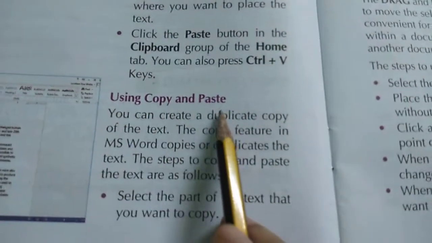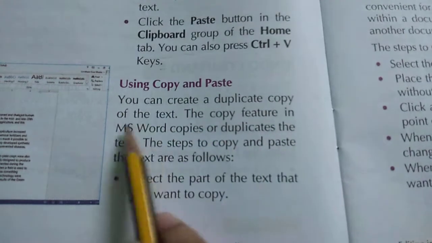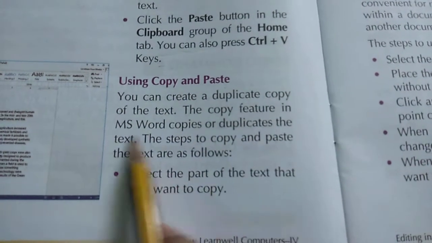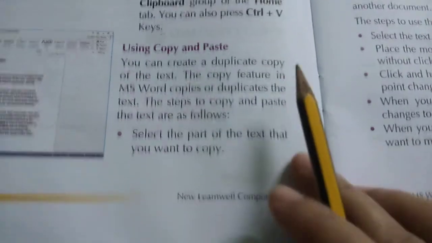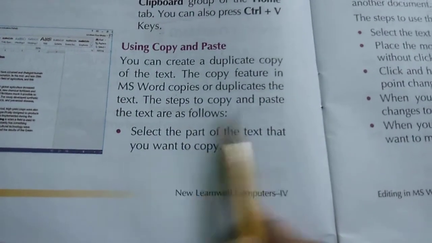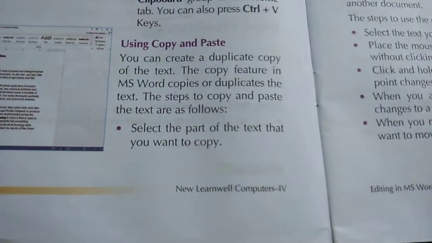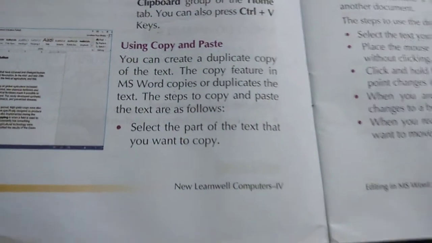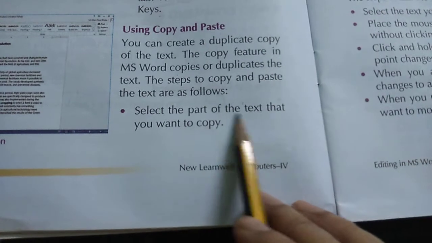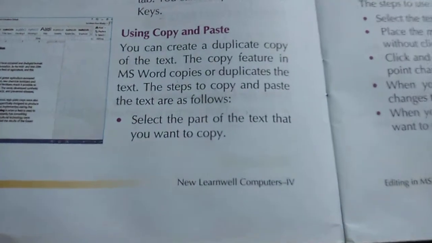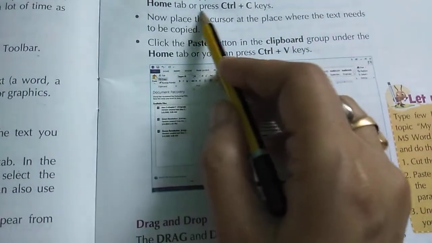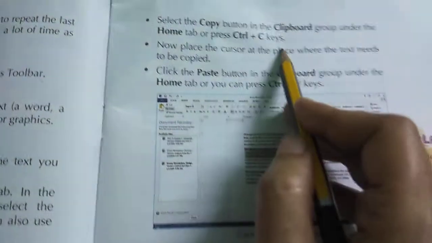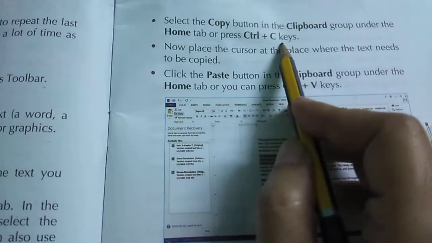Using copy and paste now. You can create a duplicate copy of the text. The copy feature in MS Word copies or duplicates the text. The steps to copy and paste the text are as follows. How will you duplicate it? Make it the same copy. Now see. Select the part of the text that you want to copy. First you have to select. Next, select the Copy button in the Clipboard group under the Home tab, or press Ctrl+C for the copy.